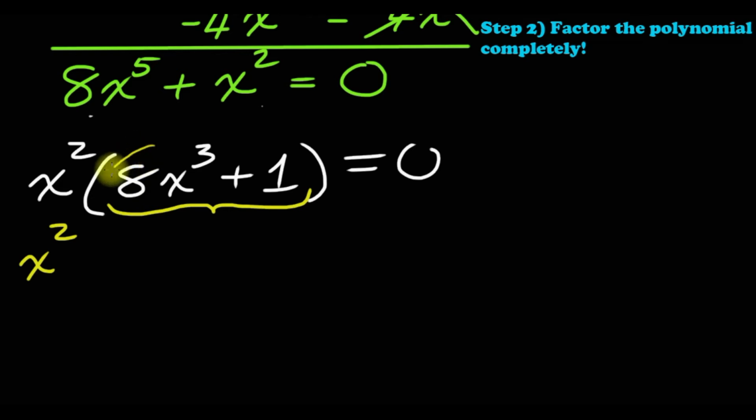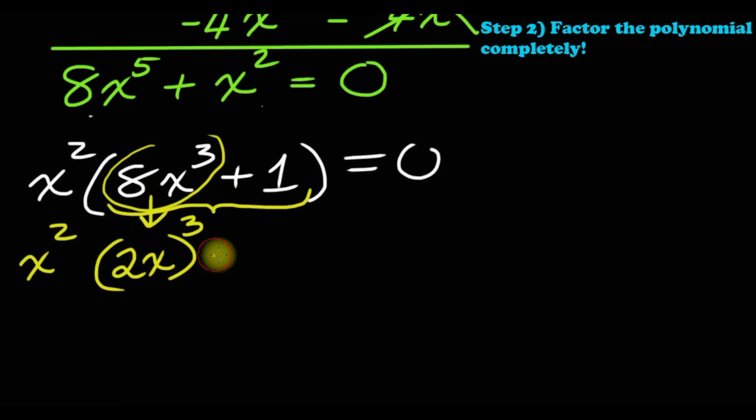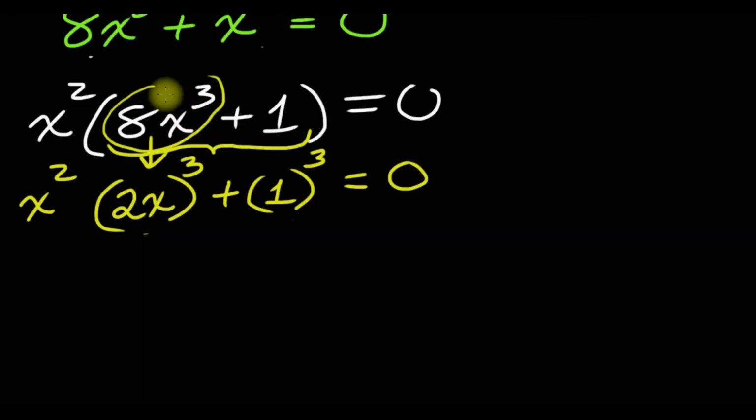So we take the cube root of 8x to the 3rd. We're going to get 2x. And then if we cube it, we get back 8x to the 3rd. Okay, so we rewrite 8x to the 3rd as that. And then the cube root of 1 is 1, and then 1 cubed is 1. So we rewrite 8x to the 3rd power plus 1 in terms of this, so you can see what a is and what b is, so we can plug it into the formula.